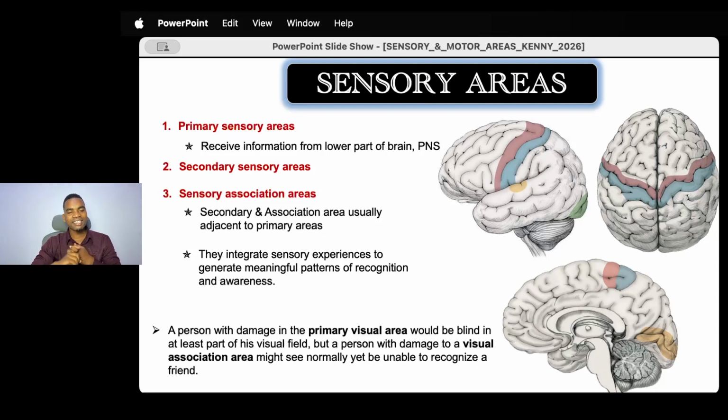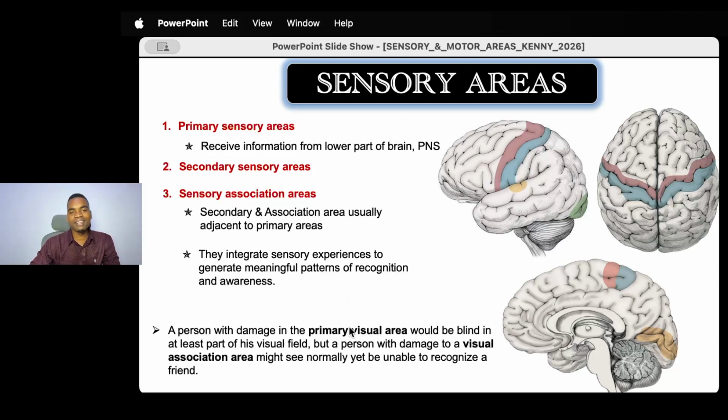Okay, let's discuss the sensory areas of the cerebral cortex. Again, the sensory areas can be divided into 3 groups: the primary sensory areas, the secondary sensory areas, and the sensory association area. The general rule is simple: the primary sensory areas receive sensory information, but the sensory association area together with the secondary sensory area interpret this received information to generate a meaningful pattern of recognition and awareness.